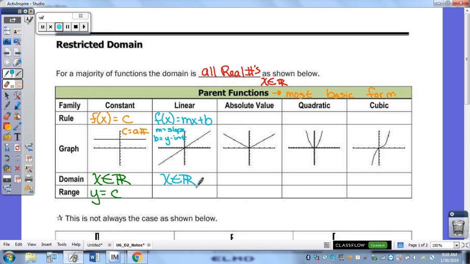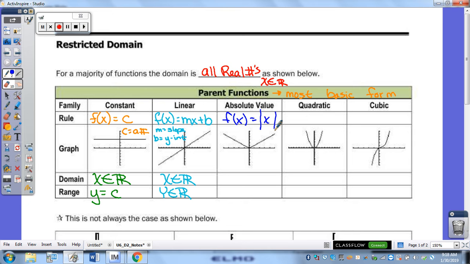Our domain for our linear functions, again, x is an element of the reals. x can be every single number. Your range is also going to be y is an element of the reals. y could be every single number for your linear functions also. So next we have absolute value, which are those straight up and down bars that some people sometimes confuse as ones, but those are your absolute value bars. Do you guys remember what you do with absolute value?